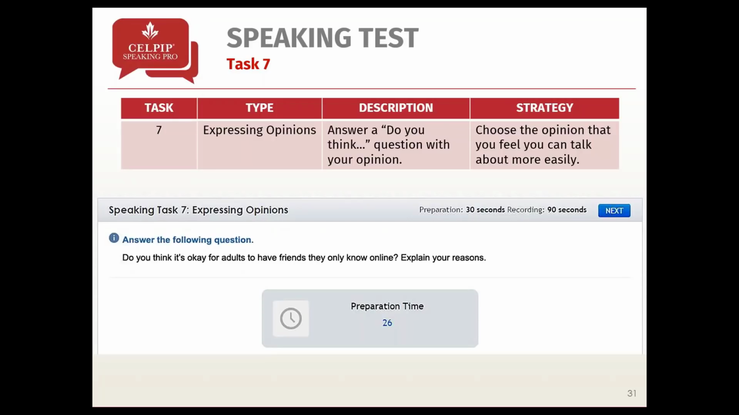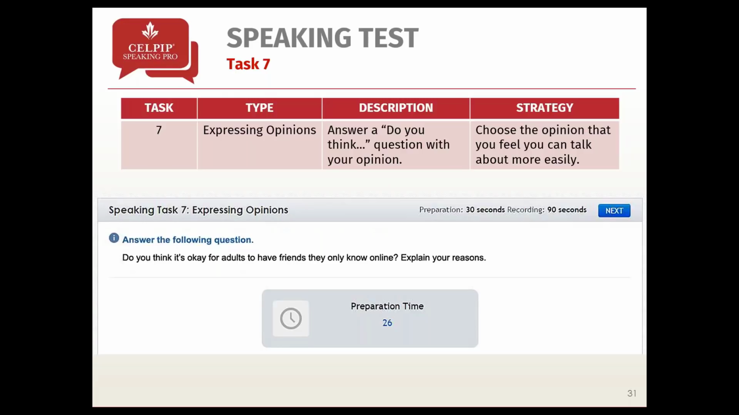So task 7. In task 7, this is a very standard type of tell us your opinion question. So that was a level 12, okay? So moving on, in task 7, you are going to usually be answering a do you think type of question. And so in other words, you're going to be agreeing or disagreeing with the question.